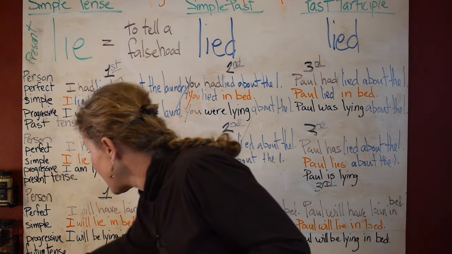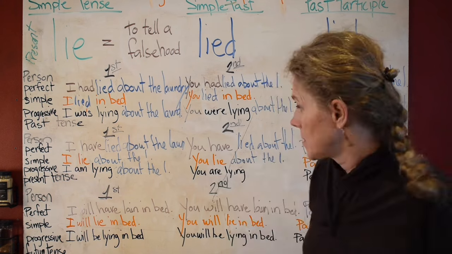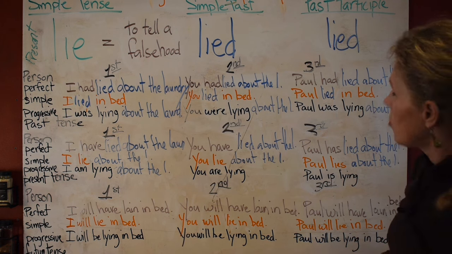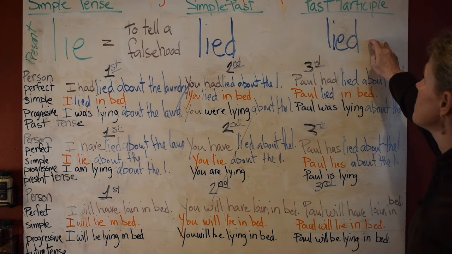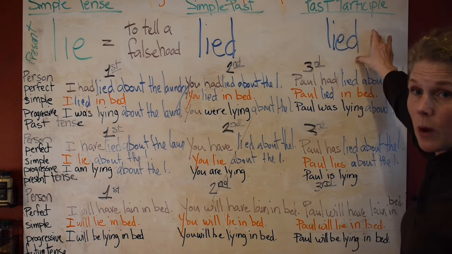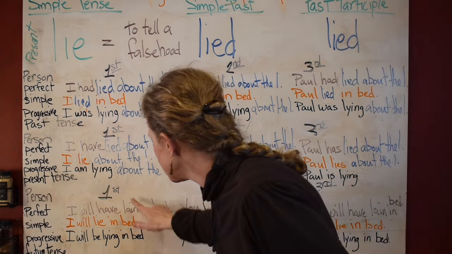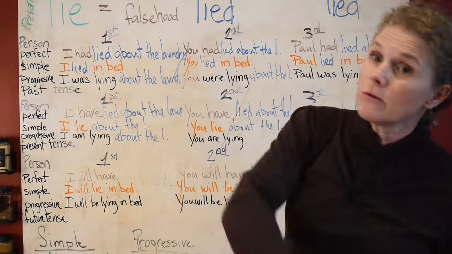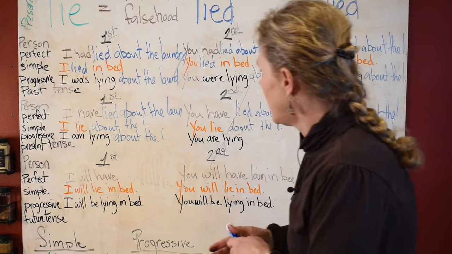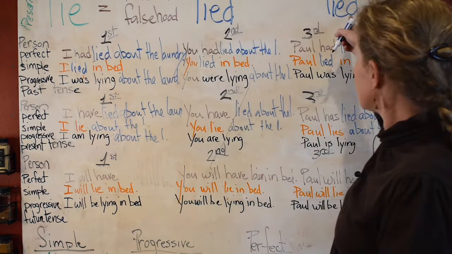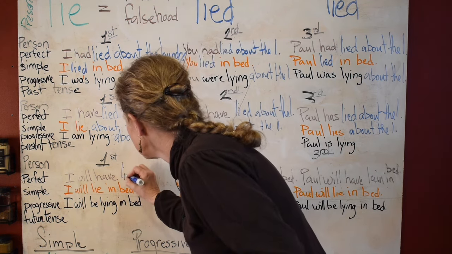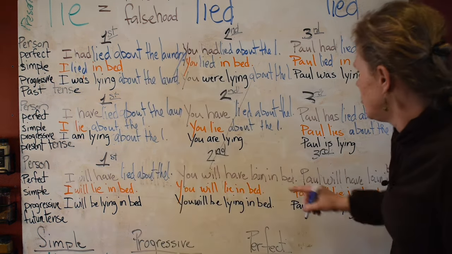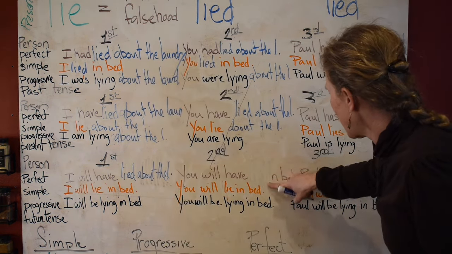Now let's look at the future tense. Future perfect. The perfect future tense. And where's perfect right here? We're going to spell it this way. So that means we have to get rid of lain, because that's completely wrong, because that means you're reclined, right? I will have lied about the laundry. You will have lied.